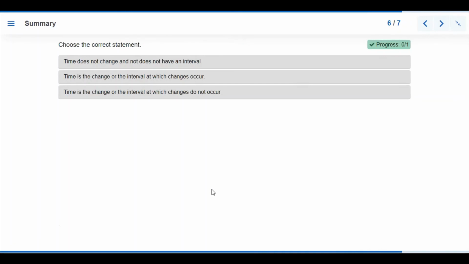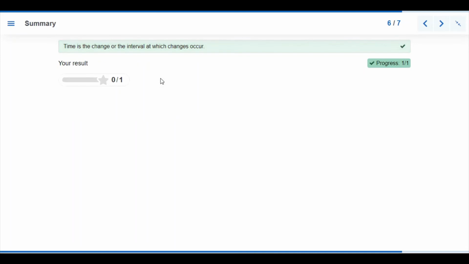Now, choose the correct statement as a means of summary for the topic. Time does not change and does not have an interval. No, that is not correct. Time is the change or the interval at which changes occur. That's correct. Let's look at the third option. Time is the change or the interval at which changes do not occur. That's incorrect. So we already know that time is the change or the interval at which changes occur.